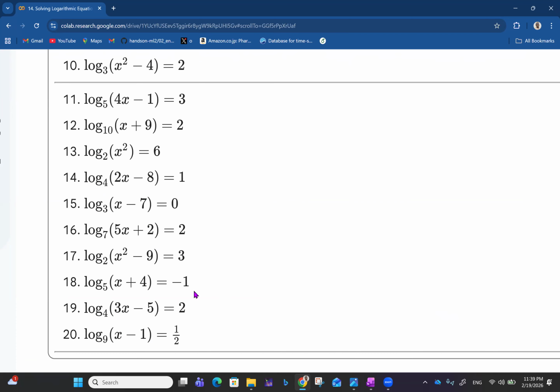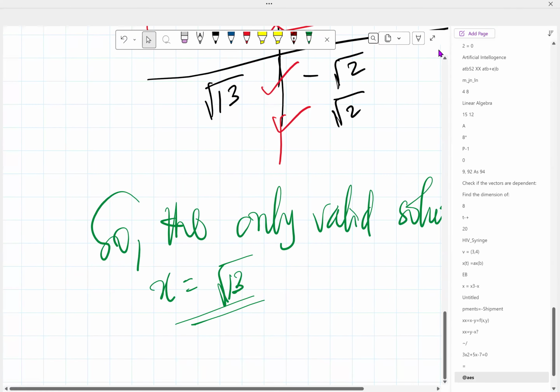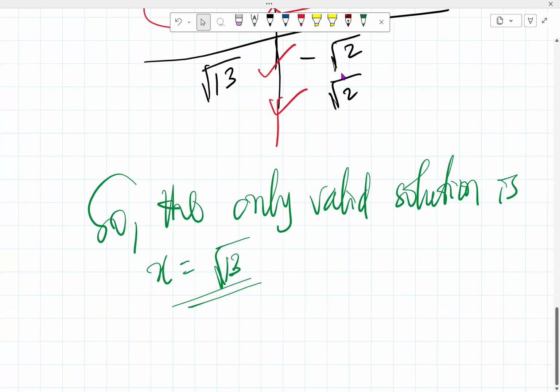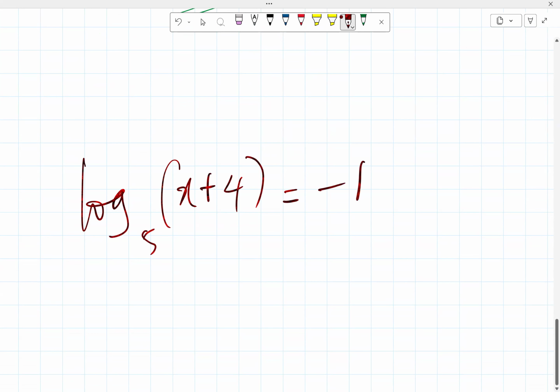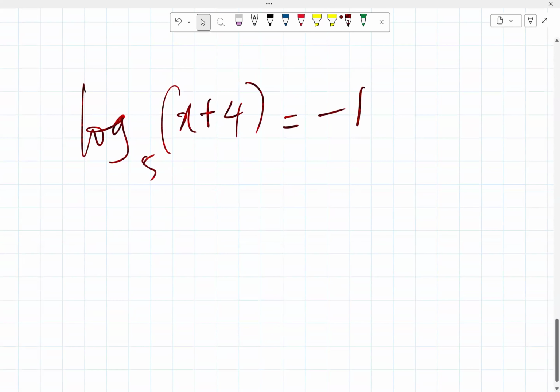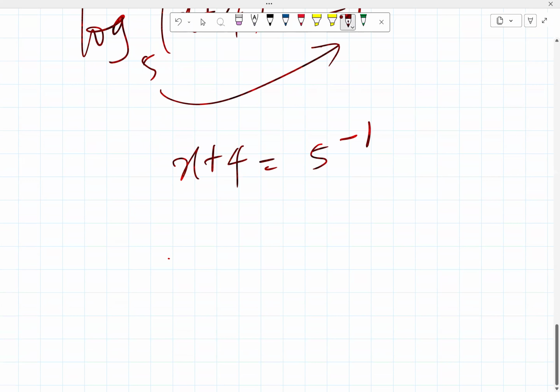So since that is done, let me take something that has a negative. Log of x plus 4 base 5 equals minus 1. So that means we can take it to exponential form. 5 carries minus 1 on its head. So we have x plus 4 equals 5 raised to minus 1. And that means that x plus 4 is equal to 1 over 5.